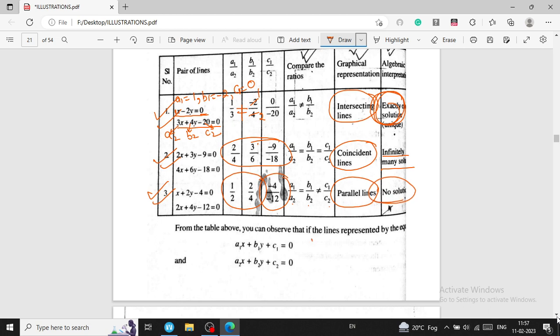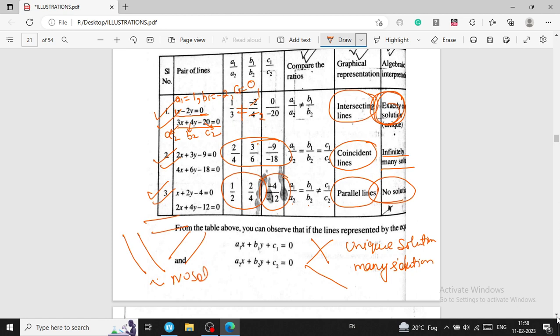Simply we can say that when two lines cut, there is a unique solution. When only one line is drawn, there are many solutions. When two parallel lines are drawn, whether this way or this way, we can say there is no solution.